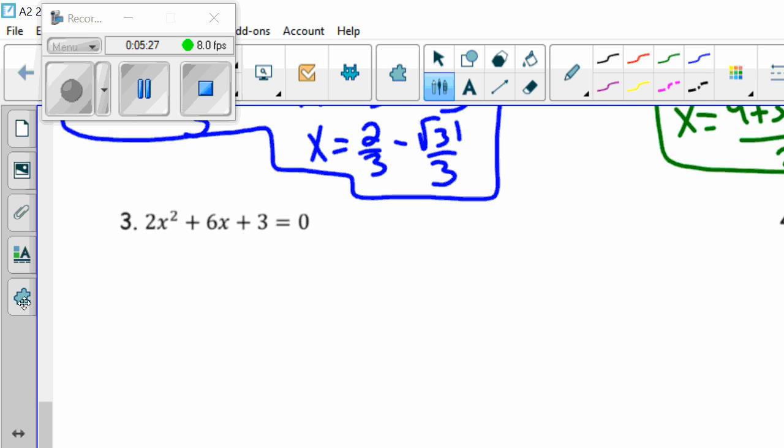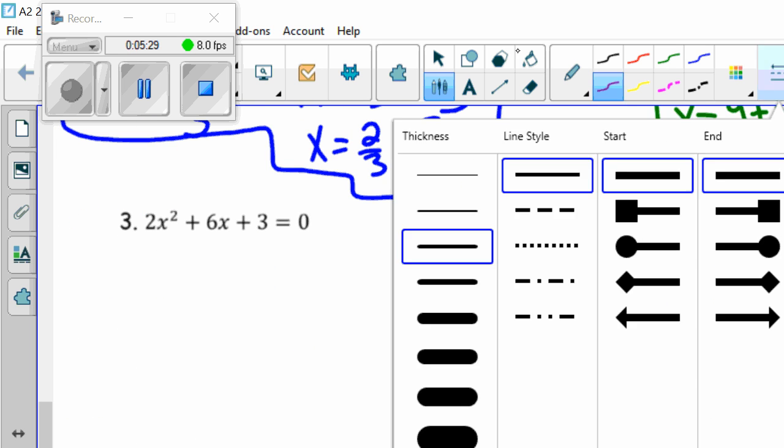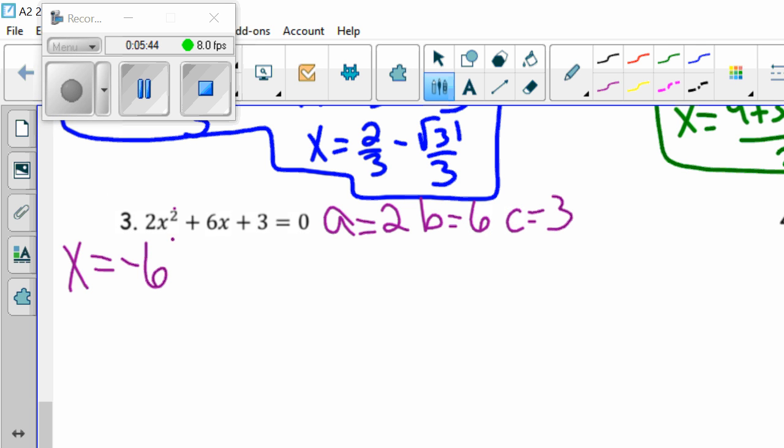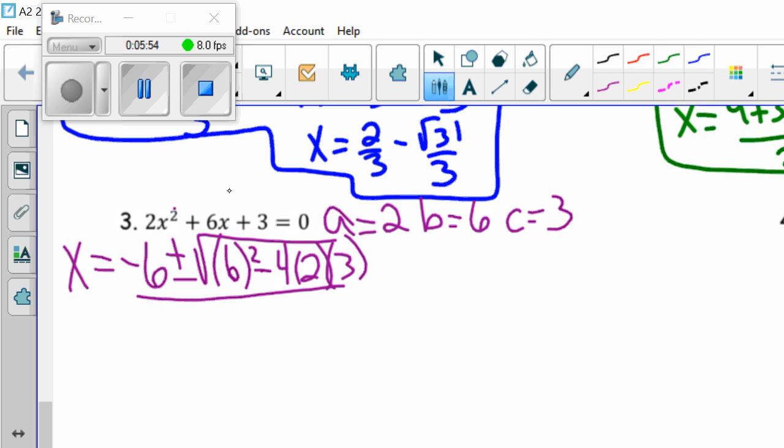All right, let's go down to number 3. 3x squared plus 6x plus 3. Again, identify A, B, and C. A is 2, B is 6, C is 3. X equals, so negative B, so negative 6, because I changed the sign of my B, plus or minus the square root of 6 squared minus 4 times 2 times 3, everything divided by 2 times 2.